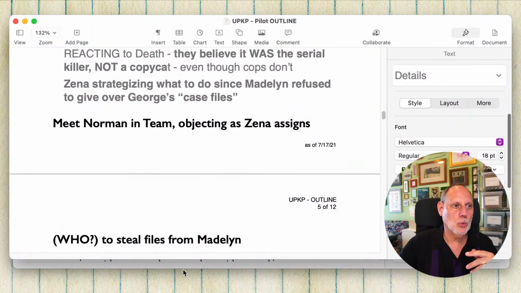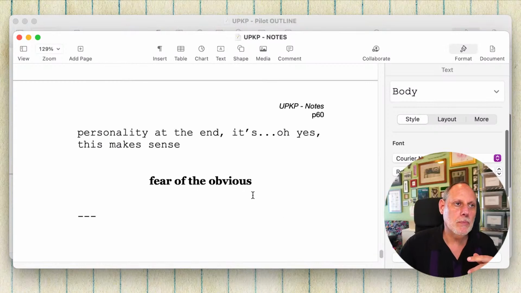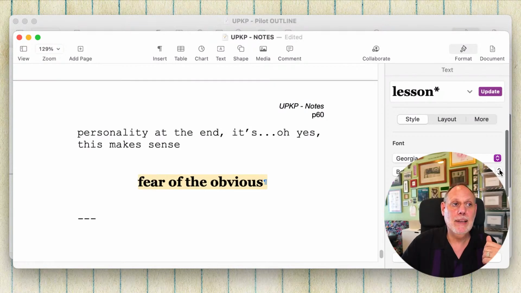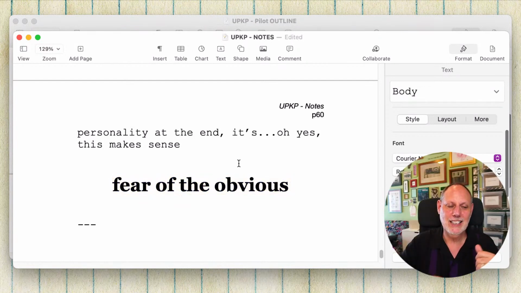So then I began to work on the problem that I wanted to talk about here. When I came up with that character for Zena, I liked it. It made sense, but a little part of me said, kind of obvious.